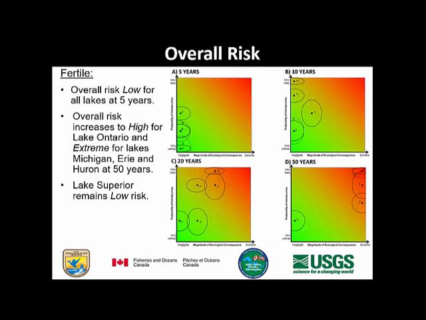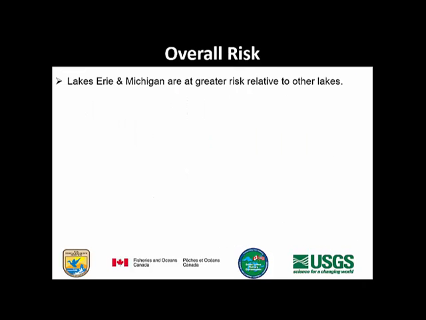The situation becomes much different for diploid or fertile grass carp. Certainly the overall risk is low for all lakes at 5 years, but the overall risk increases to high for Lake Ontario and extreme for Lakes Michigan, Erie, and Huron 50 years out into the time horizon. Lake Superior remains at low risk throughout the 50-year time horizon. So that's essentially the nuts and bolts, the key messages here of the risk assessment.